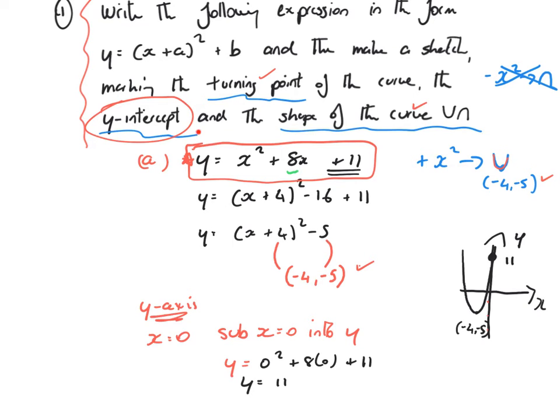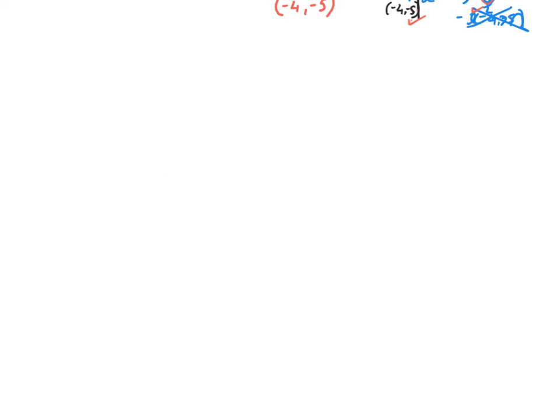Next thing that I do is check the y-intercept, and at the y-axis I know that x is equal to 0, so I can now go up to y and put x equals 0 in, and that gives me 0 squared plus 8 lots of 0 plus 11, which is 11, which tells me that I mark at 11. Final thing is to sketch the thing out, and let's try a few more examples of this type.